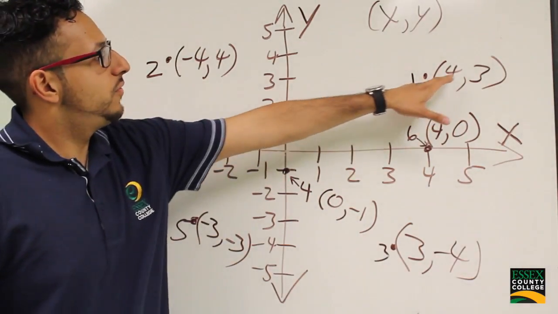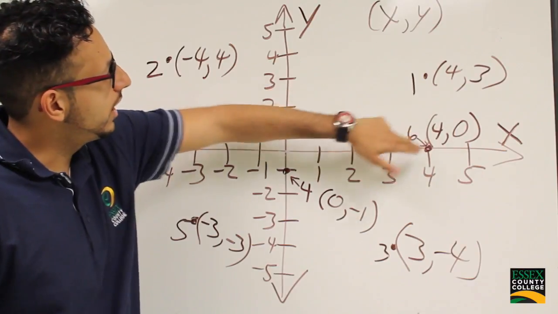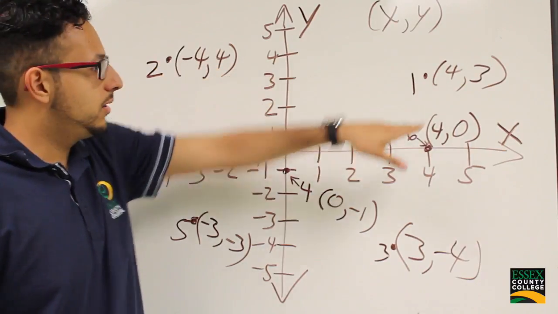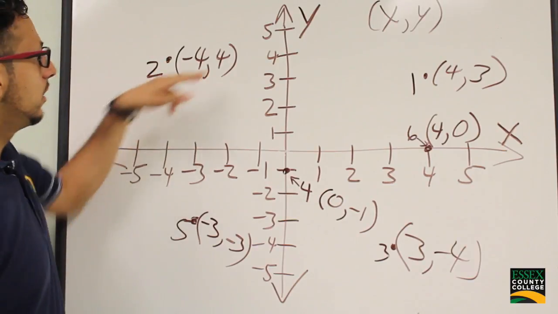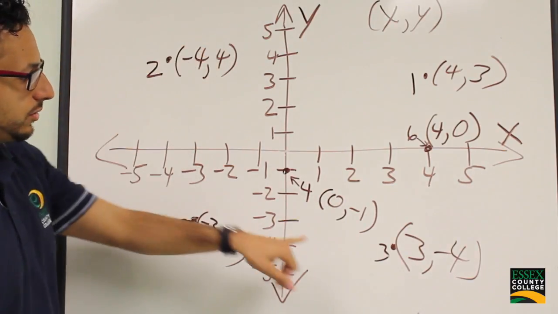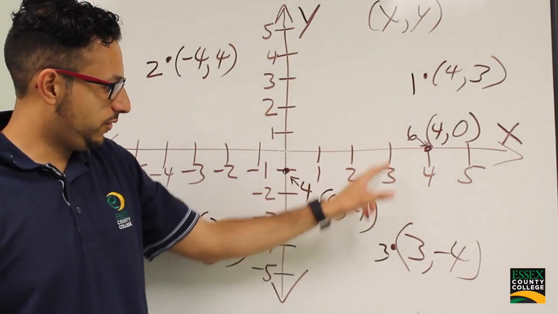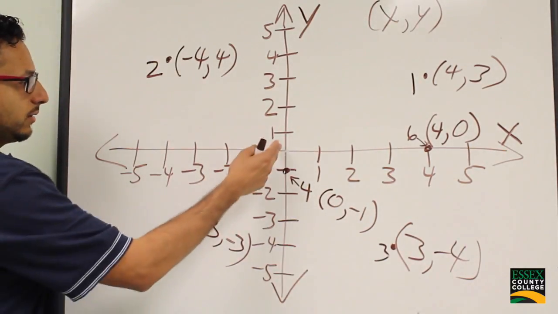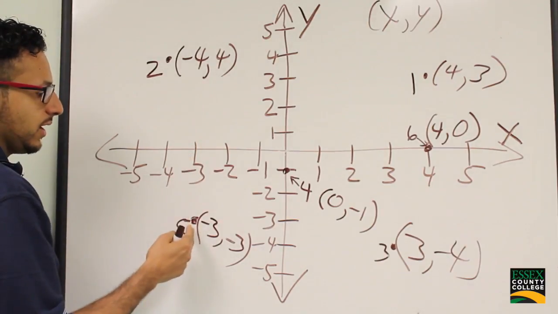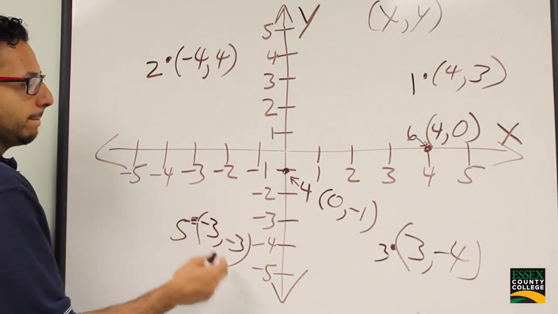So we look at all the points. So the first point is 4, 3 because it's above 4 for the x and it's at 3 for y. Second point, -4, 4. -4 for x, 4 for y. Third point, 3 for x, -4 for y. Fifth point, we look at the x, it's at -3 for x, -3 for y.